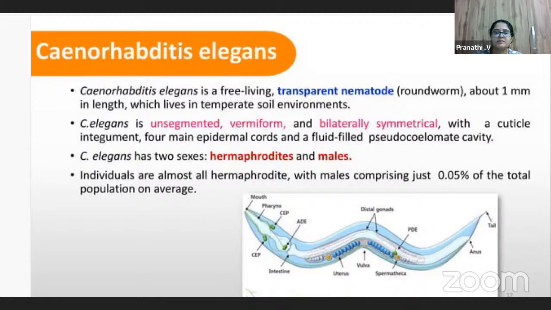So Caenorhabditis is bisexual. That is, it has hermaphrodites, which are both male and female together, or only males. Mostly they are hermaphrodites, and males are only around 0.05% of the total population on average. So what is a hermaphrodite? Both male and female sexual organs, that is the gonads, are present in the same organism. You can see over here the mouth, the pharynx, the gut, and the intestine, and this is the uterus, the female reproductive system, and the distal gonads over here. These are the spermatheca. This is the anus and the tail.